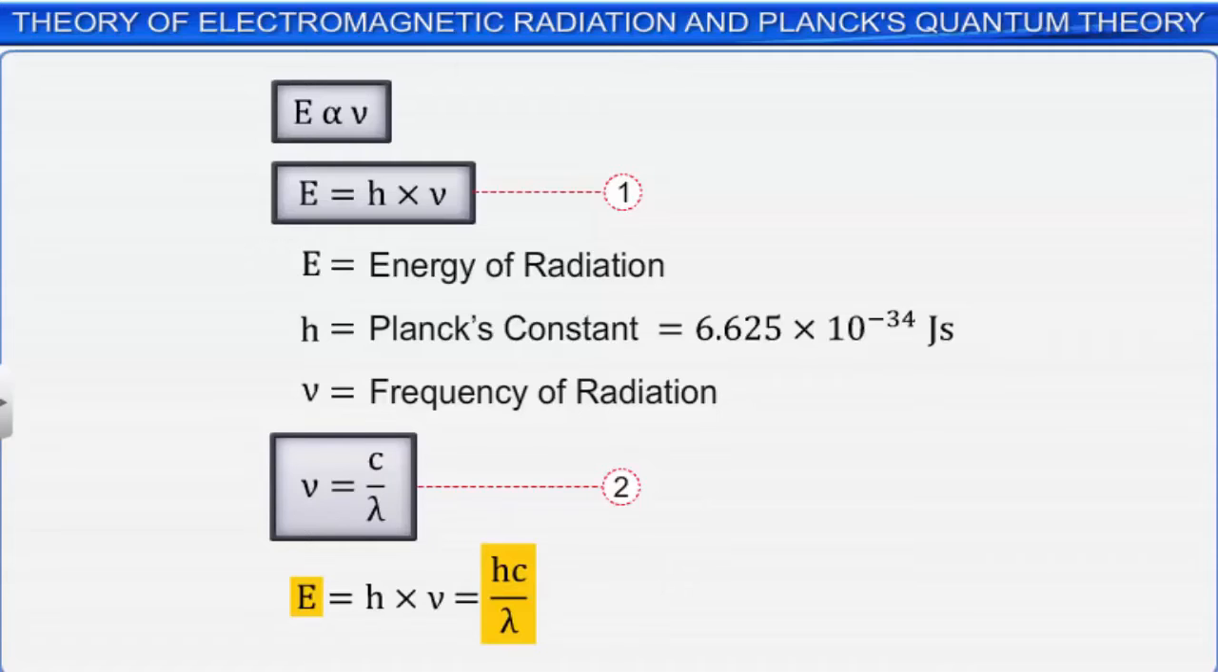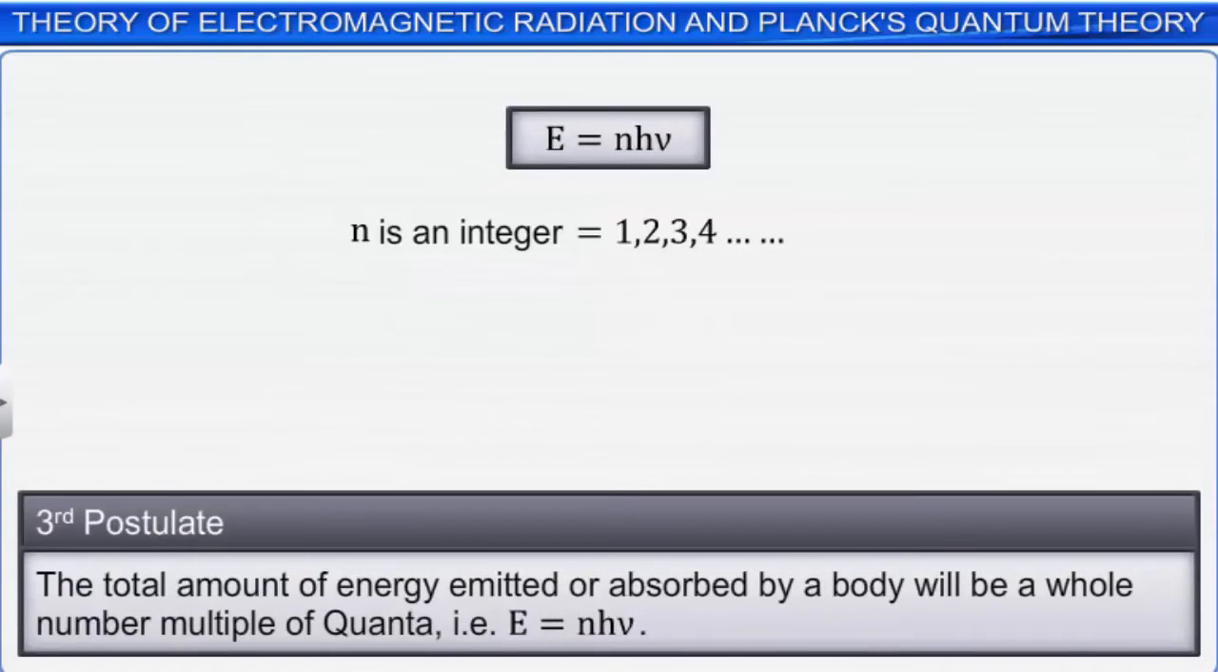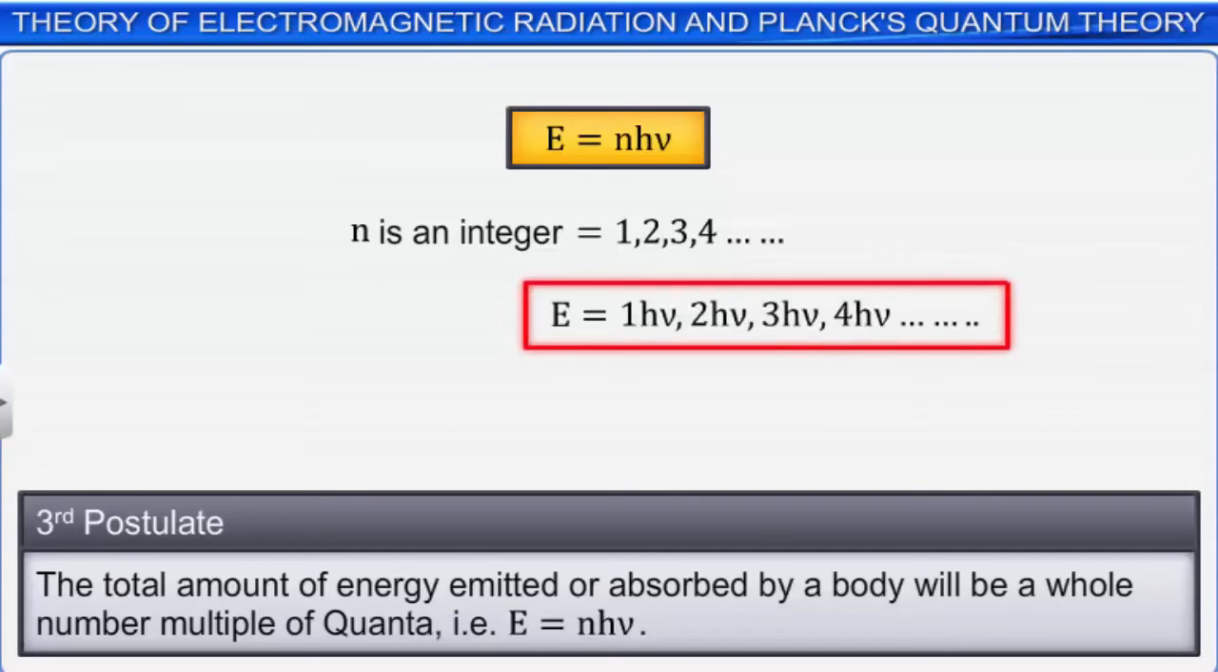The third postulate says that the total amount of energy emitted or absorbed by a body will be a whole number multiple of quanta, that is, equal to h nu. This means that an atom or molecule can absorb or emit either one quantum of energy or any whole number multiple of quanta. Note that only certain values of energies are permitted. This is called the quantization of energy.